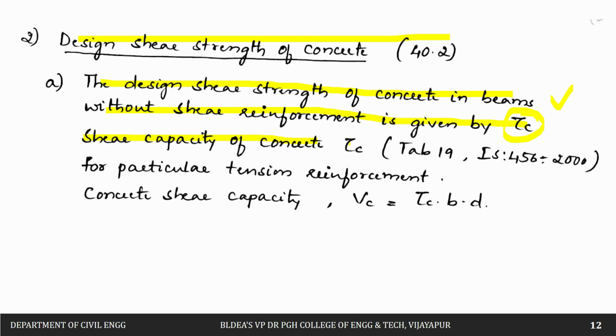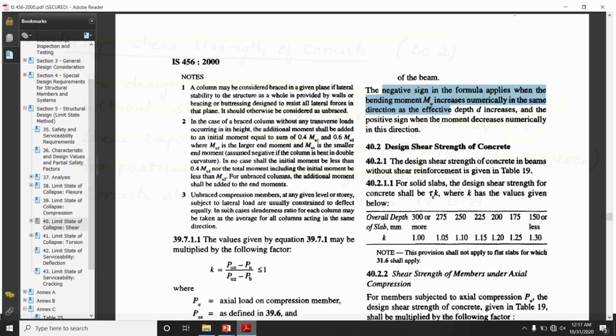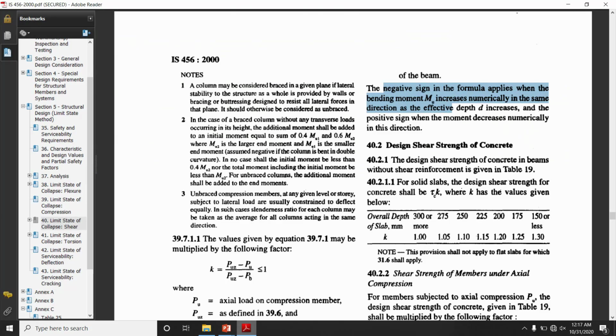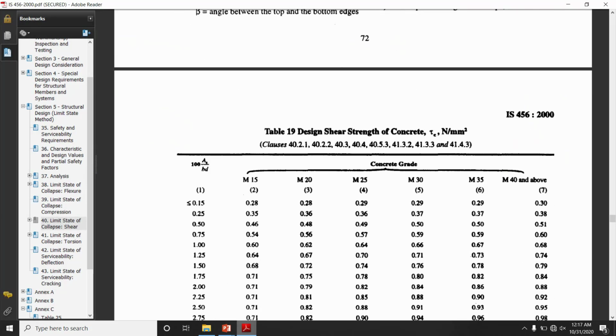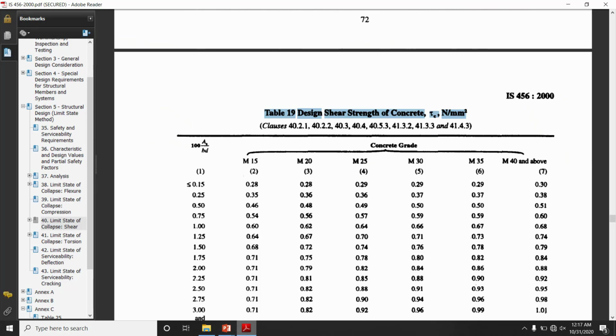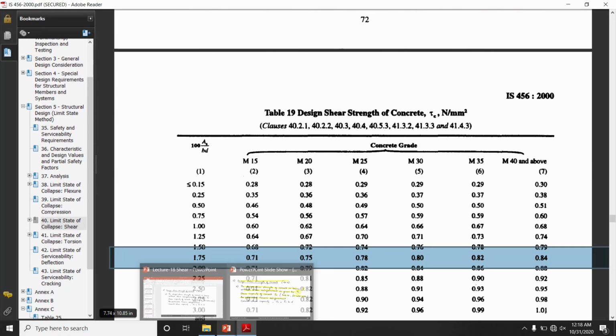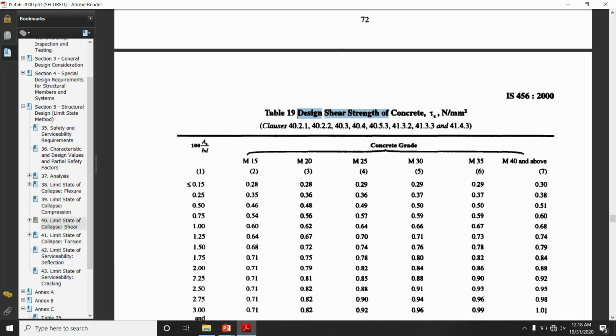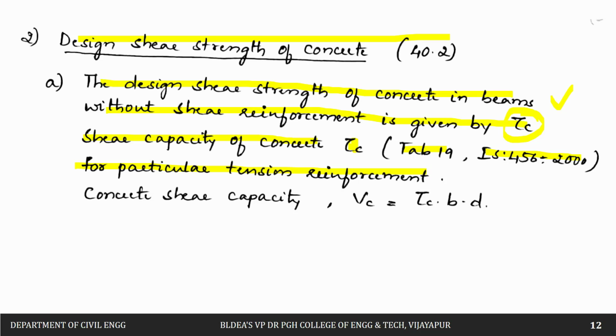So the shear capacity of the concrete is given as tau c, which is given in Table 19 of IS 456:2000 for particular tension reinforcement. In Table 19, the design shear strength of concrete tau c is given for different grades of concrete. From this table you will come to know the design shear strength of concrete tau c.